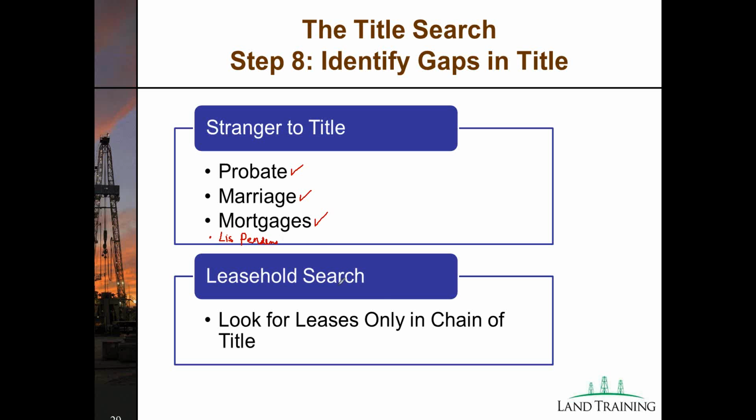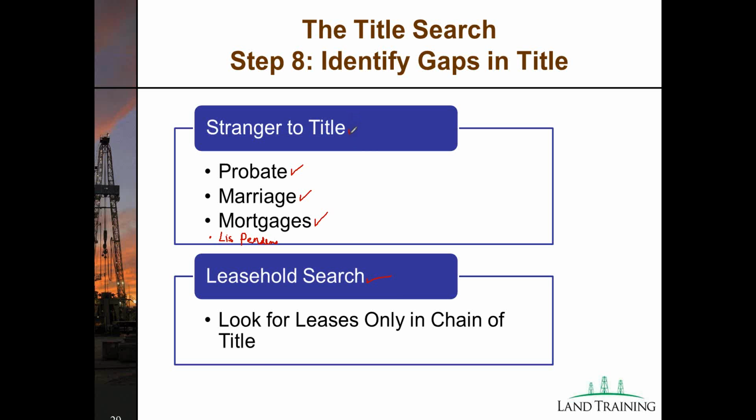Now, some people, to do a quick and dirty chain of title, will do only a leasehold search. They'll only go and look for leases. And that's fine if it's an area that's been leased before, but if not, it might be a futile search. It's not going to be as thorough as going document by document.